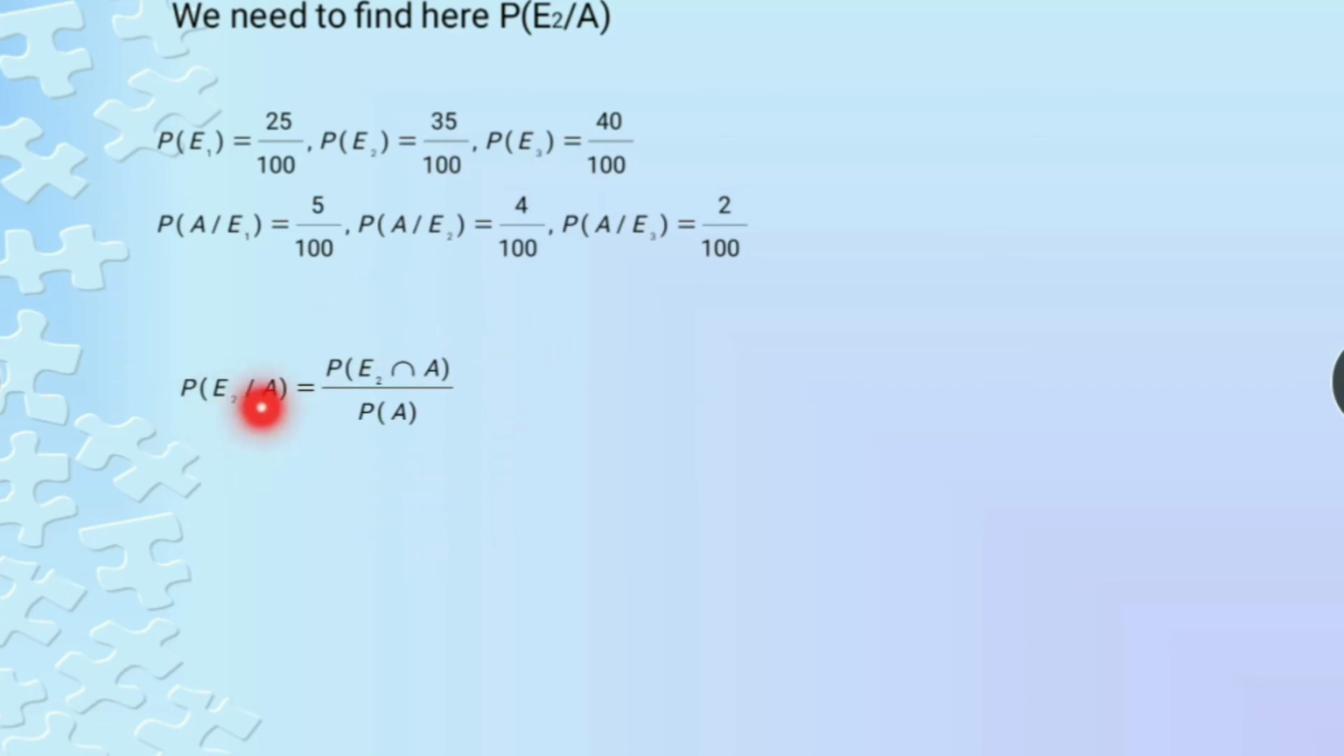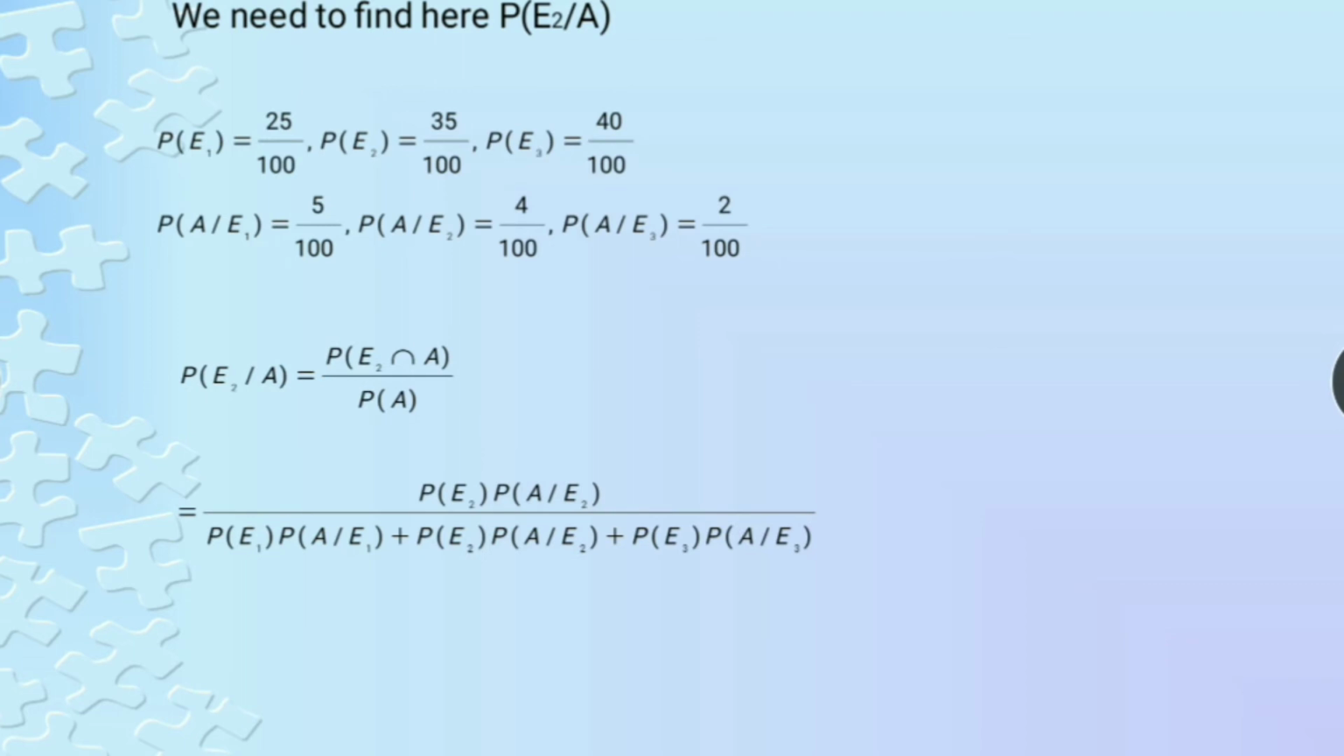Probability of E2 given A is equal to probability of E2 intersection A upon probability of A. You can watch my previous video on conditional probability to know about this formula of conditional probability. And what is probability of E2 intersection A? E2 intersection A is probability of E2 into probability of A given E2. Okay, and what is probability of A? By law of total probability, probability of A is equal to this sum. Okay, so we know all these values.